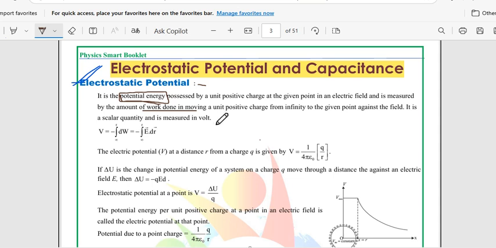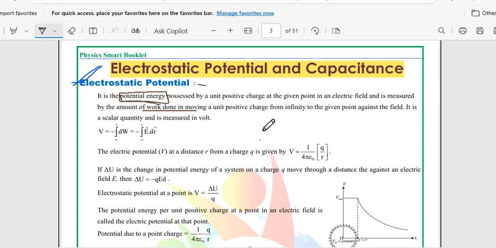Suppose, see, electrostatic potential at a point in an electric field is defined as the amount of work done in bringing a unit positive charge from infinity to that point against the electric field.